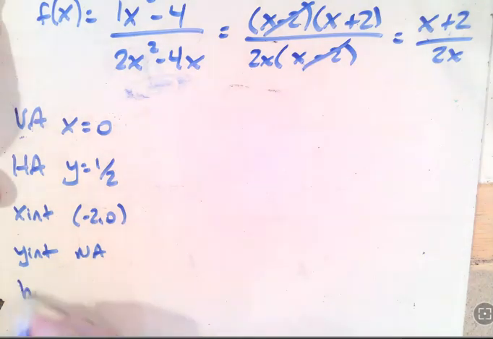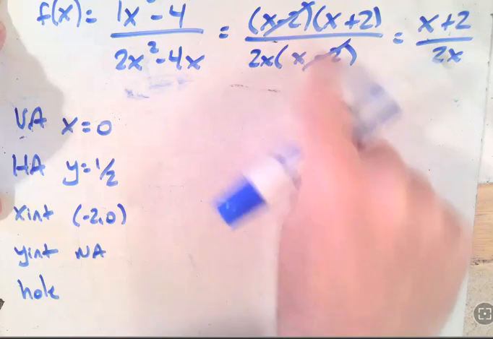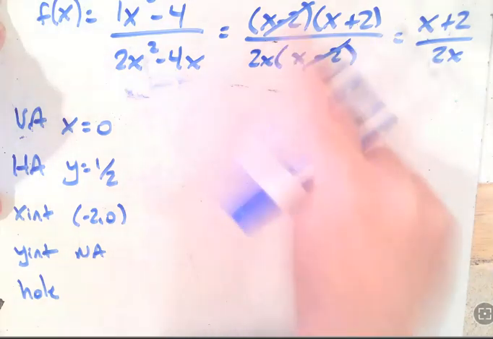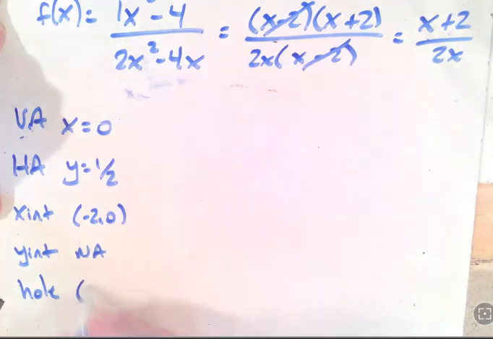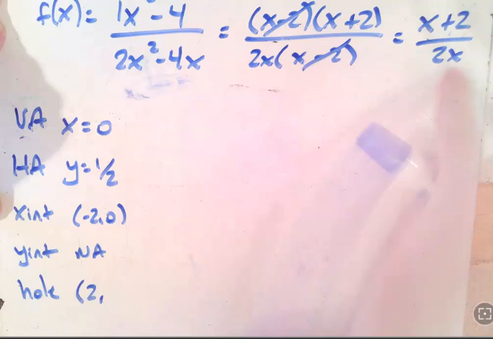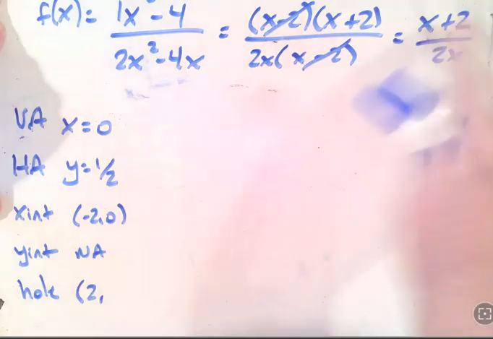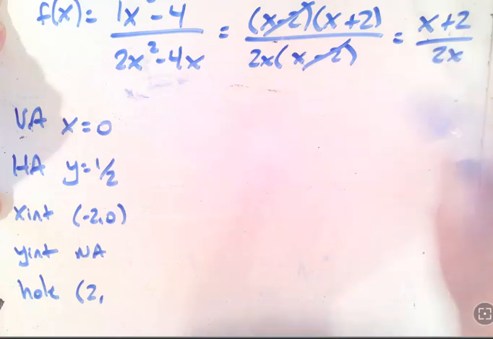And finally, the hole. The hole in this case occurs at 2, because if you look back at your function, x minus 2 cancel. So we have a hole at 2, something. We need to figure out what that something is. We have to plug it in. So we're going to take the 2, and we're going to plug it into the reduced function. 2 plus 2 is 4, divided by 2 times 2. It winds up being 4 divided by 4, which is 1, so there's a hole there.